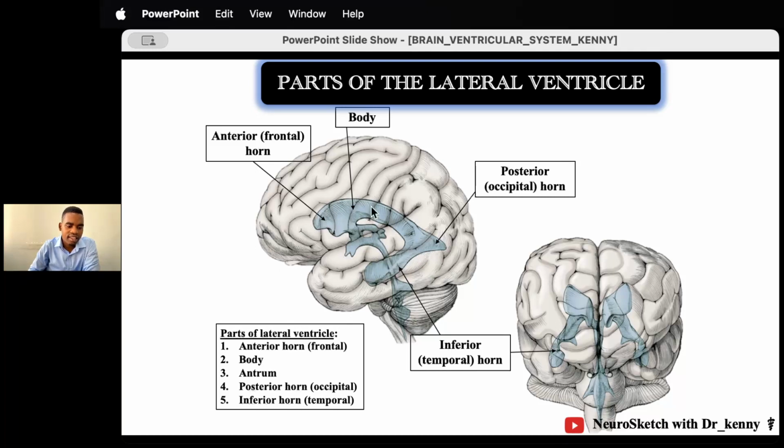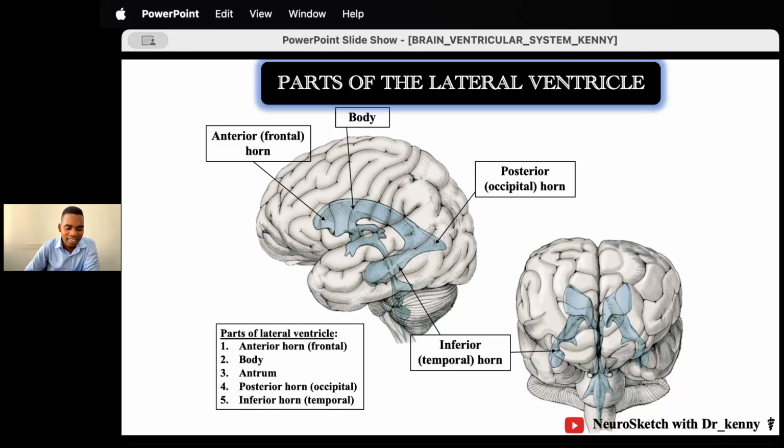Yes, these are the different parts of the lateral ventricle, and it's so important. The lateral ventricle has got constant relationship with corpus callosum and also the caudate nucleus. Remember, the caudate nucleus is also one among the C-shaped structures of the brain. Okay, and remember that the caudate nucleus is on the lateral side of the lateral ventricle, but the tail of the caudate nucleus is on the medial side of the lateral ventricle.